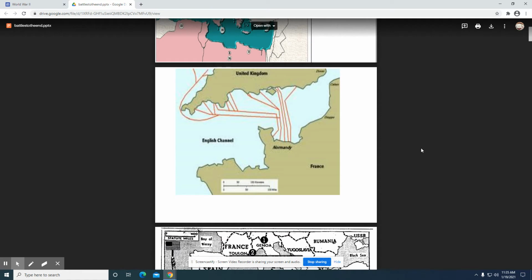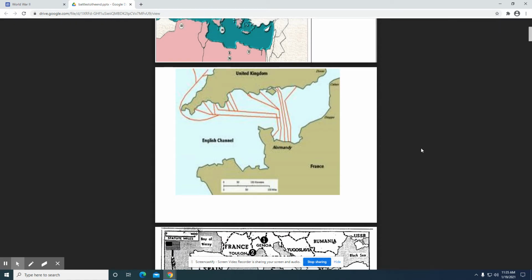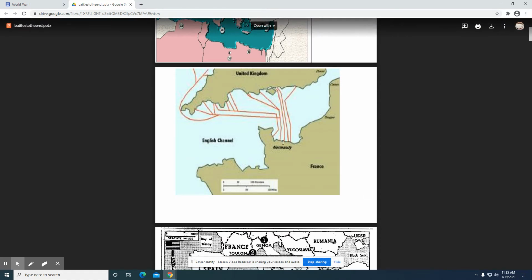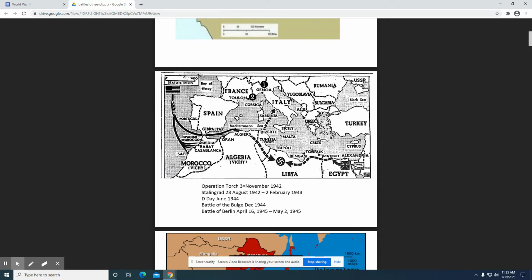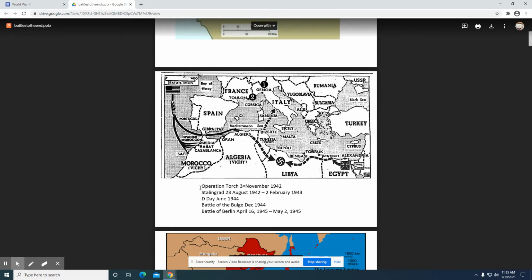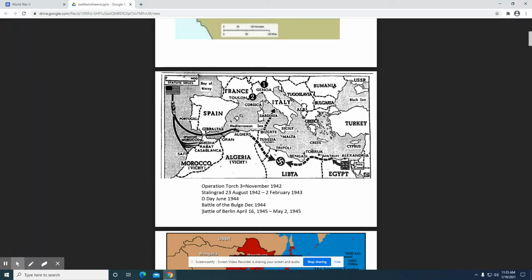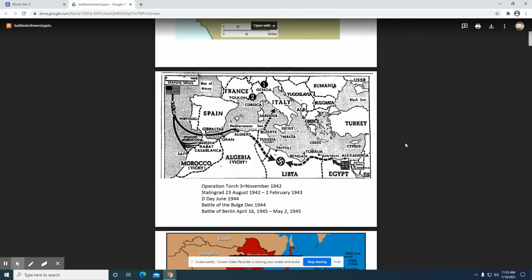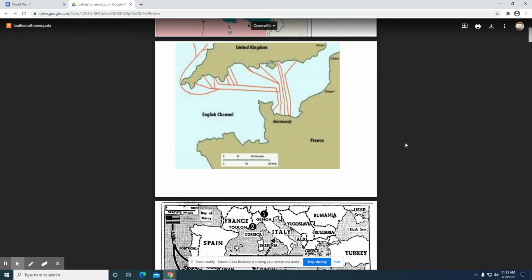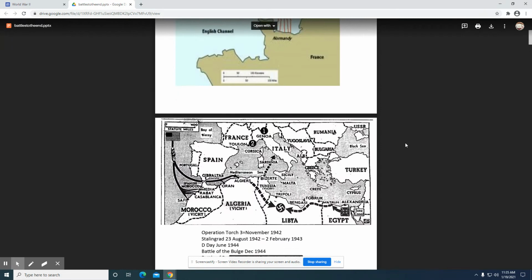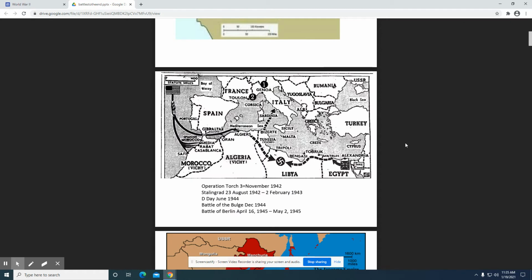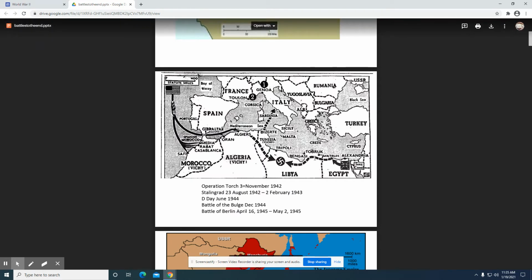A couple things we want to note for the European invasion is geography. You want to be able to know Normandy as a definition. And you have some operations here, some battles: Operation Torch, Battle of the Bulge, Battle of Berlin. So for the most part, this is just going to be geography using these series of maps that are here. So first item up is to look at this particular image. We can see North Africa, and we can see the bottom portion of Europe.